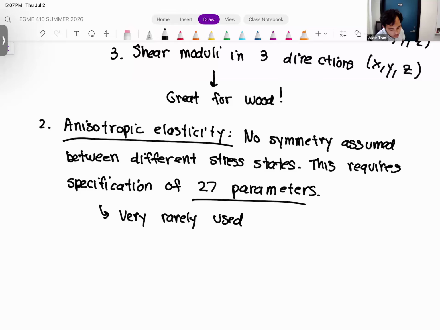Okay. The only ones that I can really think of off the top of my head are any kind of weird biological or maybe viscoelastic material. You may want to use anisotropic for that. But for the most part, it's very rare that you would use it. Okay.